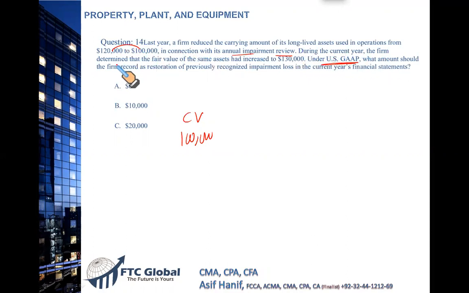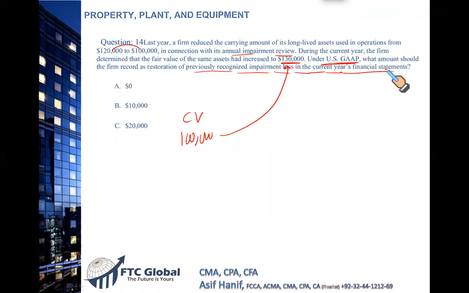During the current year, the firm determined that the fair value of the same asset has gone up to 130. What amount should the firm record as restoration of previously recognized impairment loss in the current year's financial statement?